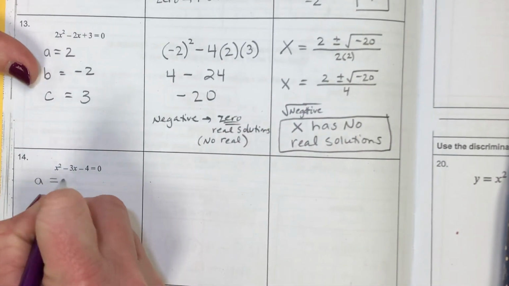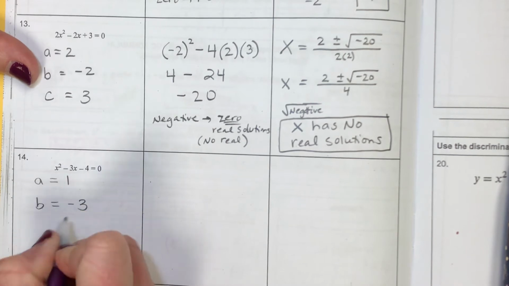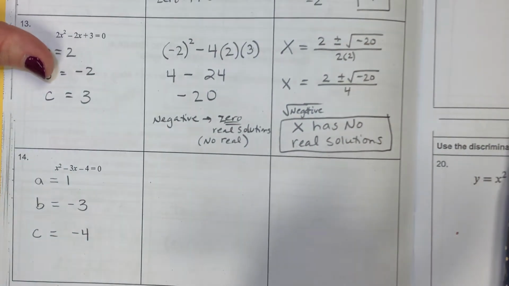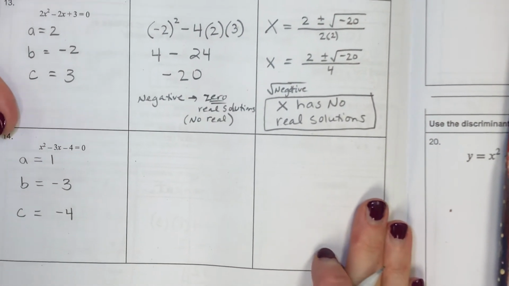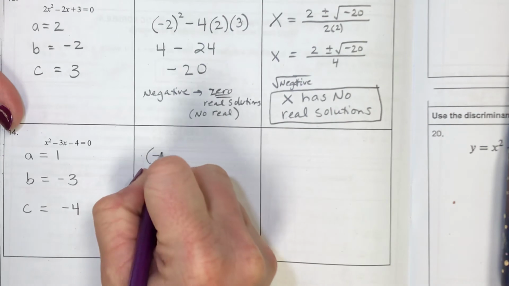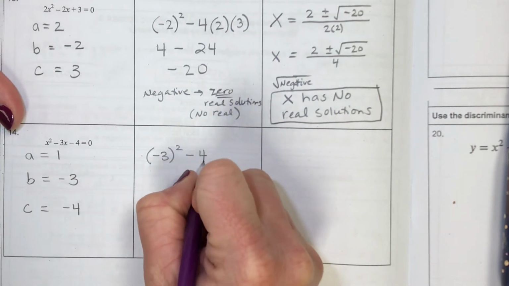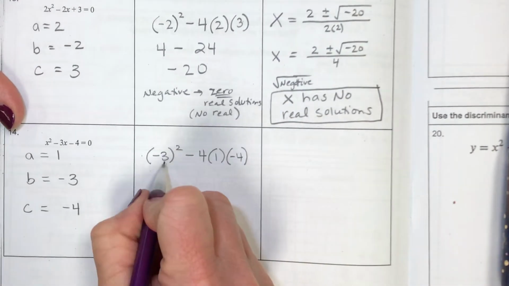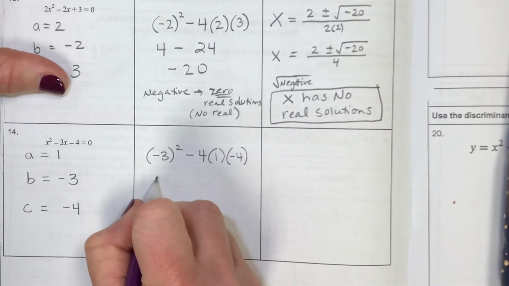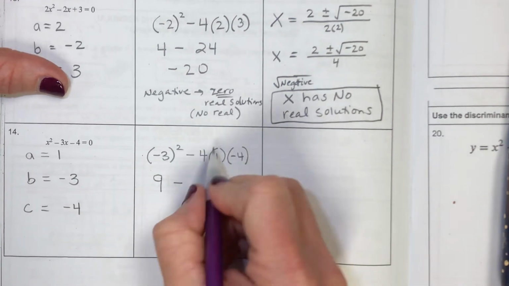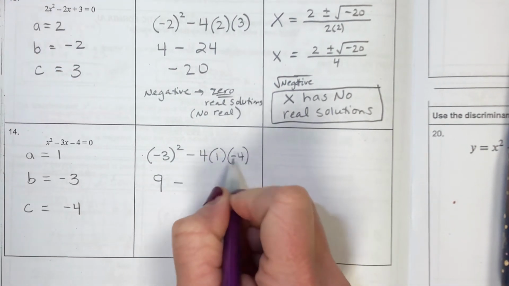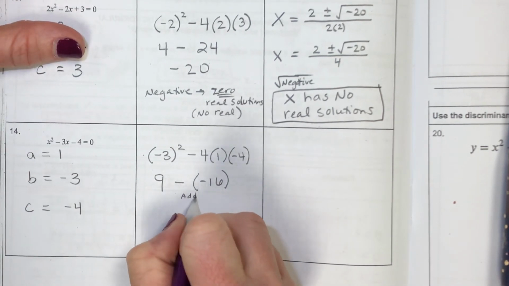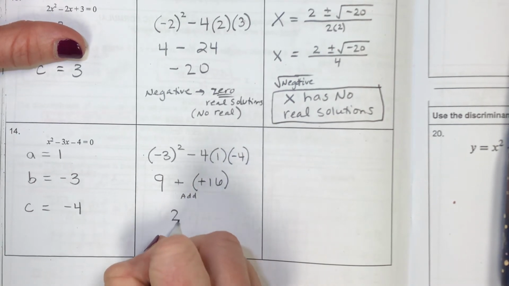In this example, my a is 1, b is negative 3, and c is negative 4. And so let's fill out our discriminant piece first. And so this is going to be negative 3 squared minus 4 times 1, my a, times c, which is negative 4. And this number, negative 3 times negative 3, is going to get me positive 9. 4 times 1 is 4, and 4 times negative 4 is negative 16. And here, we're going to actually end up adding, because minus and negative means we're going to add, so 25.